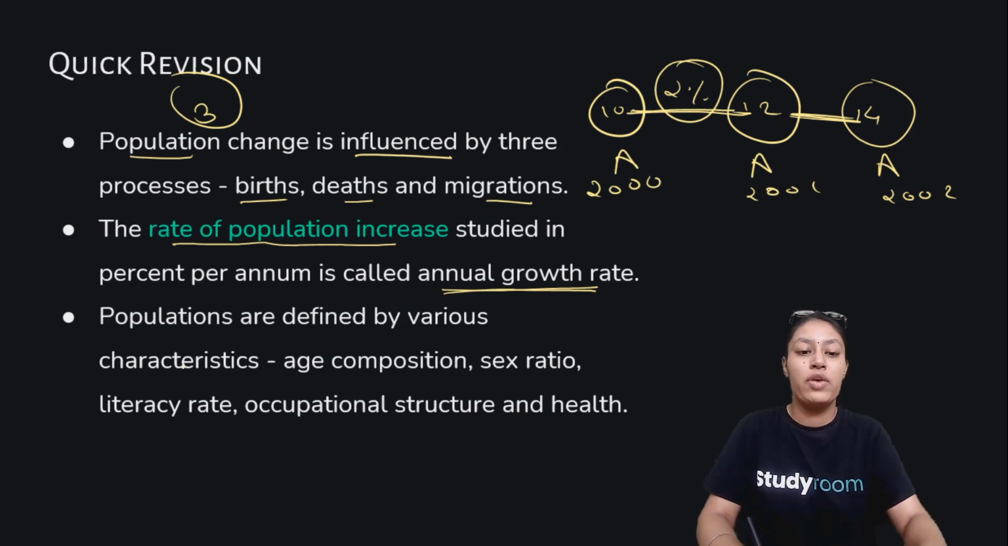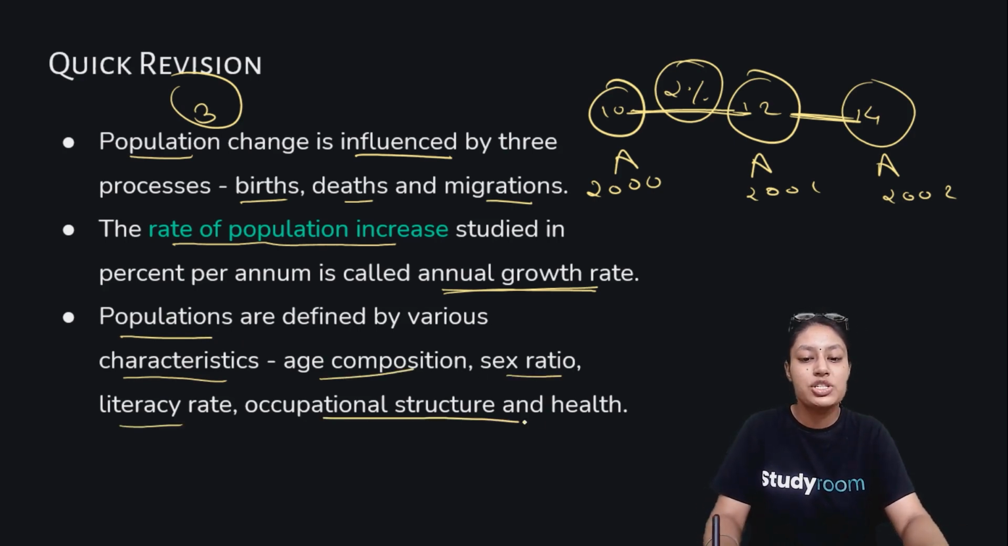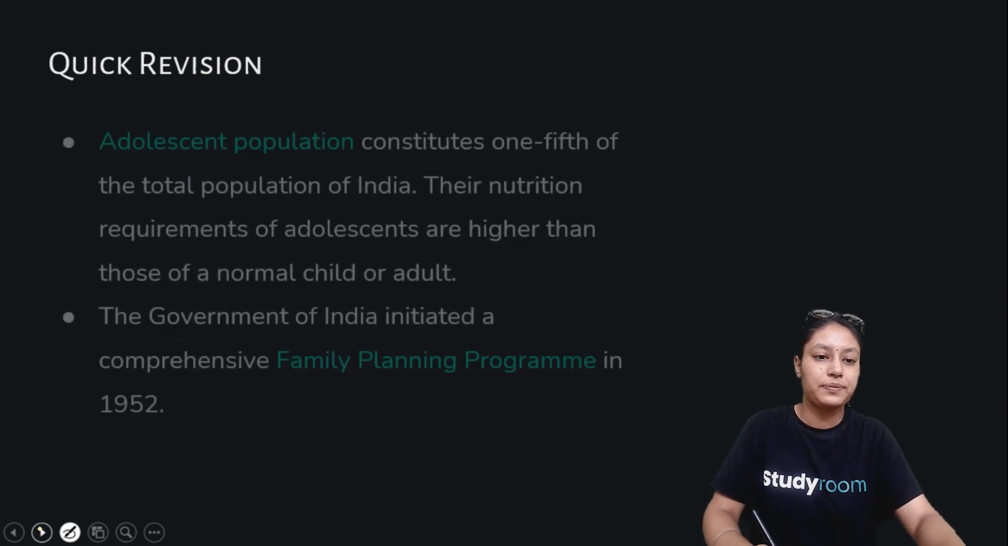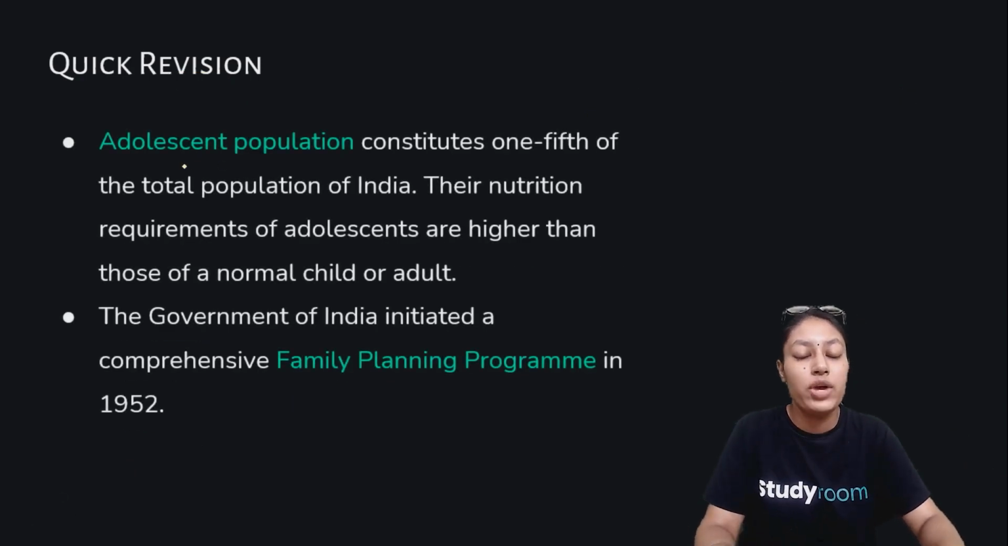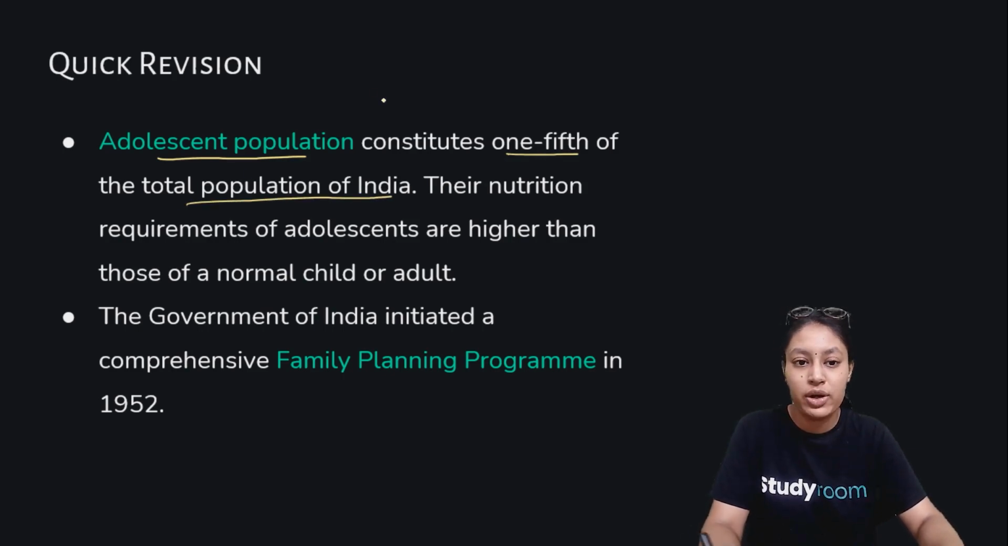Now we studied various characteristics of population. This is very, very important. Population's characteristics are age composition, sex ratio, literacy rate, occupational structure, and health. These are the major characteristics of population. Now, the very sensitive population we studied about is the adolescent population. This population constitutes 1/5 of the total population of India.